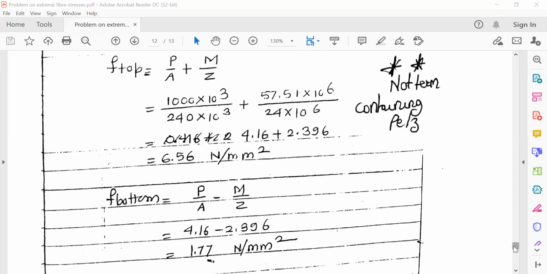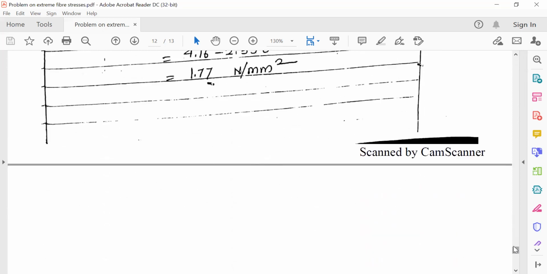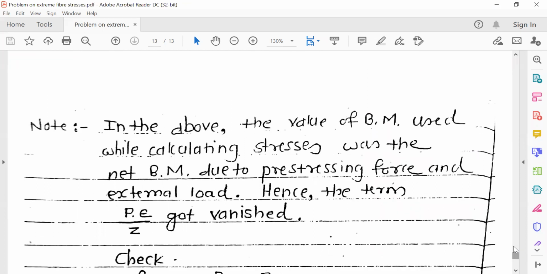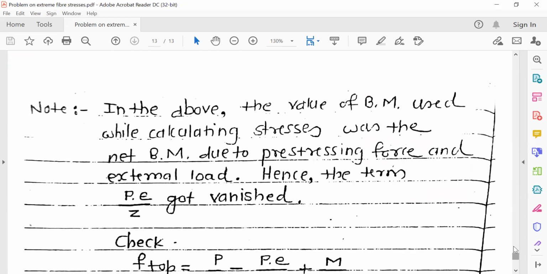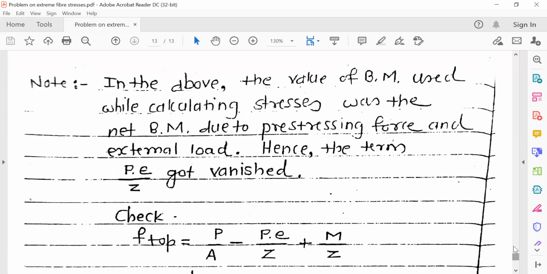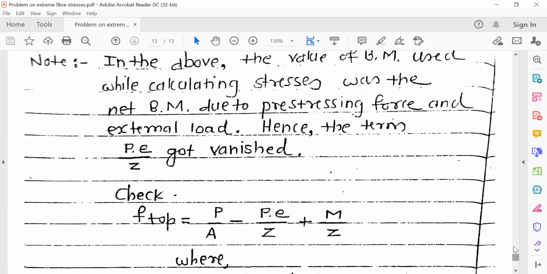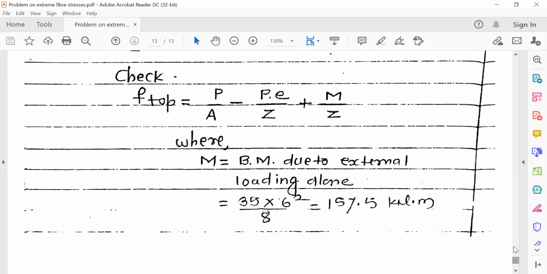Now, in the above sum, if the value of bending moment is used while calculating the stresses, was the net bending moment due to pre-stressing force and the external loading. Therefore, P by Z will get vanished. So F at the top will be P by A minus P by Z plus M by Z.